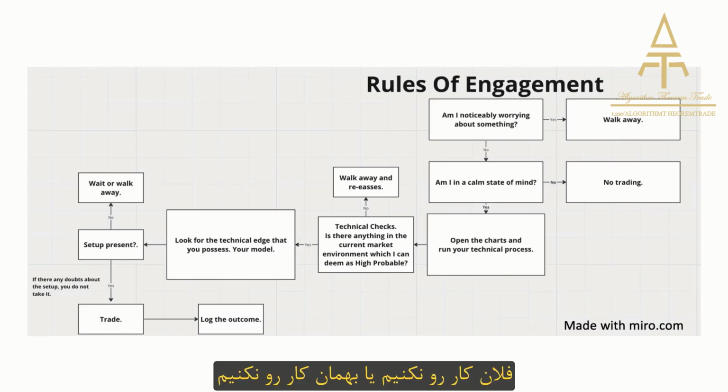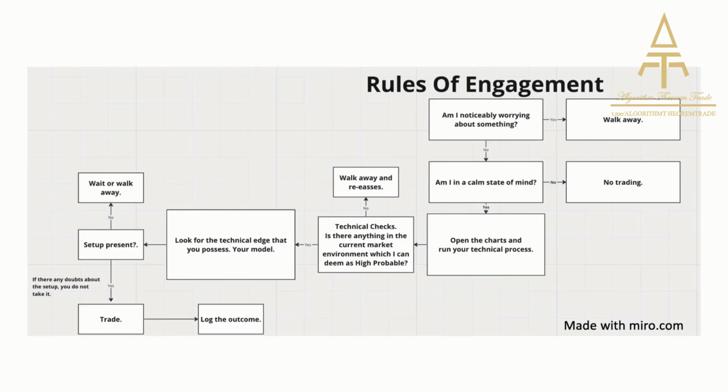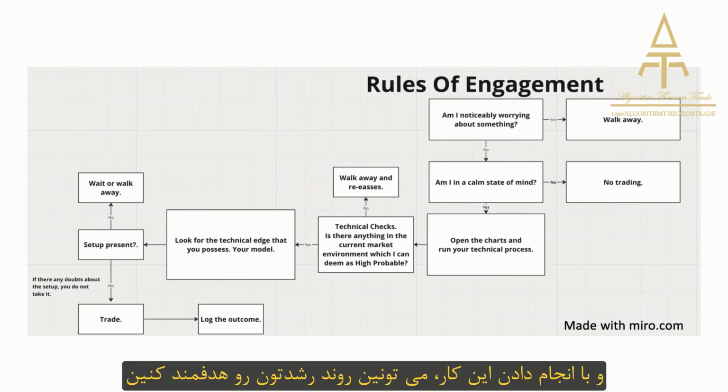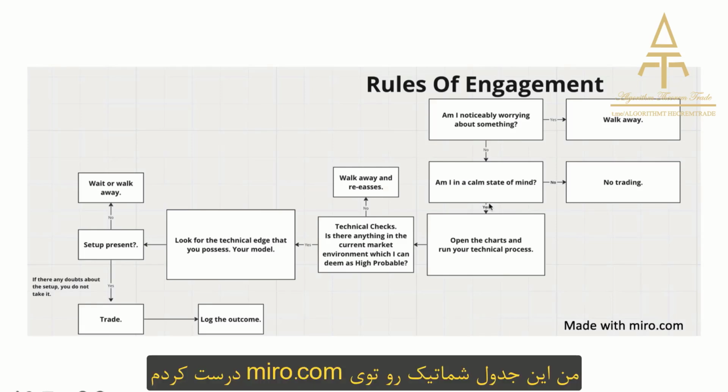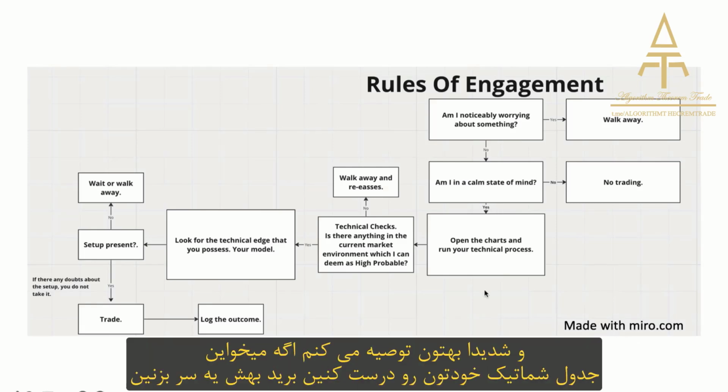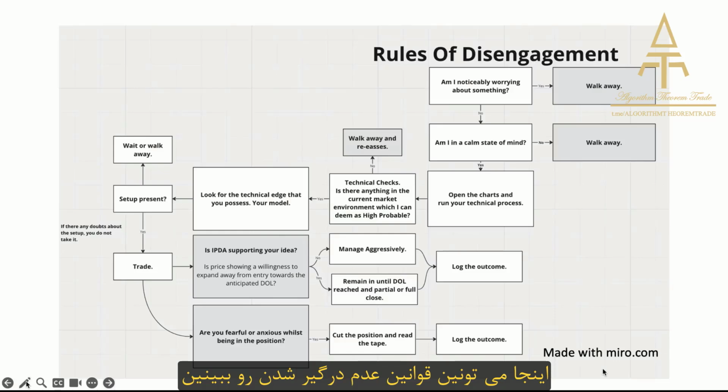Don't do this and don't do that. And by doing so, you can objectify your process. So I made the schematic with Miro.com. I would highly suggest you take a look at it if you're going to try and make your own schematic like this. Here we can see the example of the rules of disengagement.